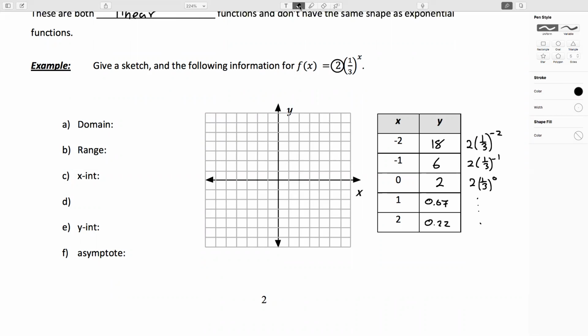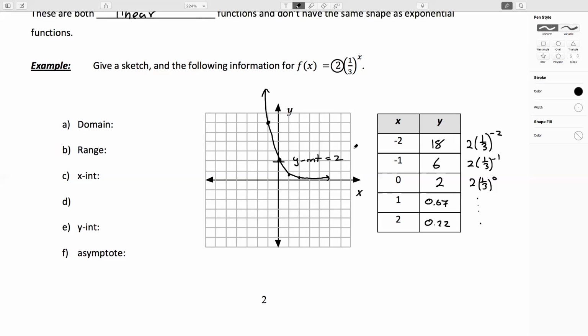So let's plot this. -2 and 18 is going to be way over here, so maybe we'll just start at -1. -1 and 6. 0 and 2, 1 and 0.67, and 2 and 0.22. So we get this rapidly decreasing function that never crosses the x-axis. Doesn't actually curl up. I'm just not very good at drawing lines. It gets closer and closer to 0, but never reaches 0. And it's got this y-intercept of 2.